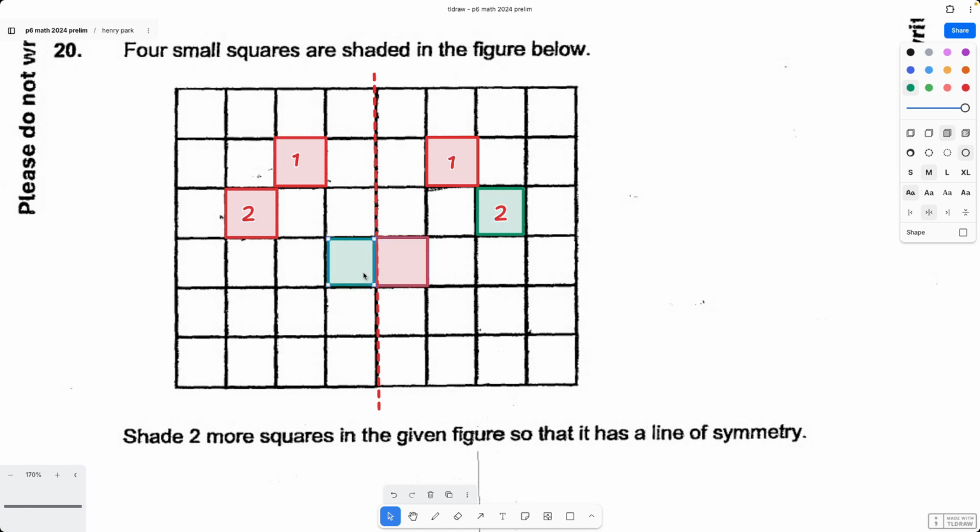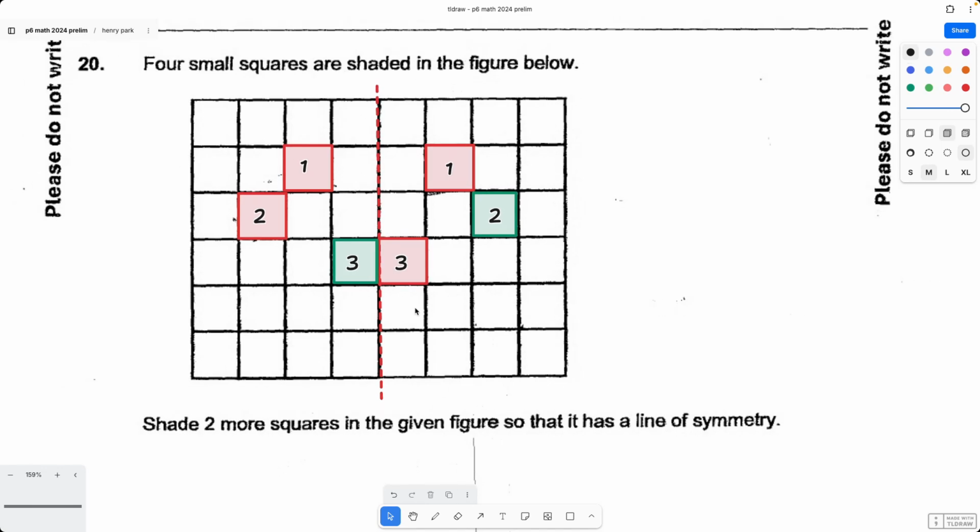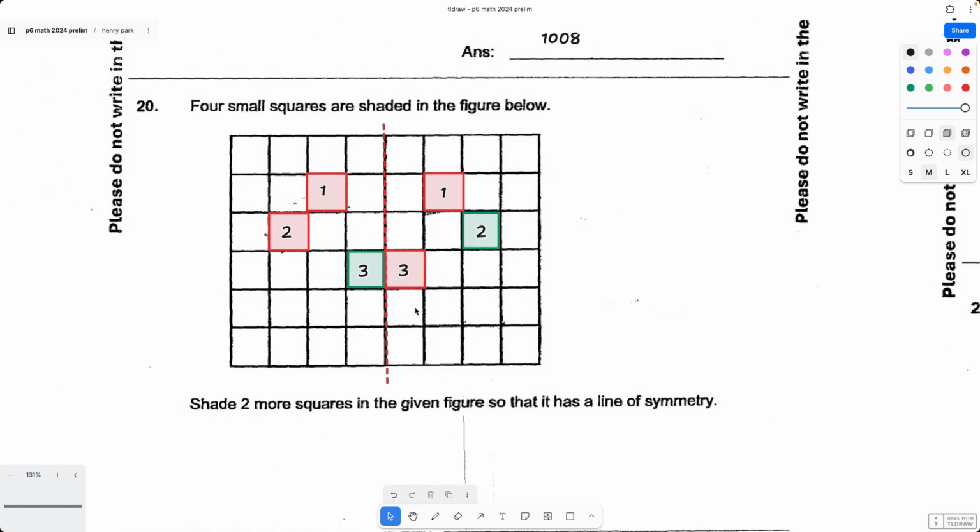Over here, okay, so this is three. I shouldn't make it in red, and this is three. That's what you see over here. Okay, there you go. So that's the answer to this question. So line symmetry, not line of reflection. Okay, so this is what it should look like. Okay, let's move on to the next question.